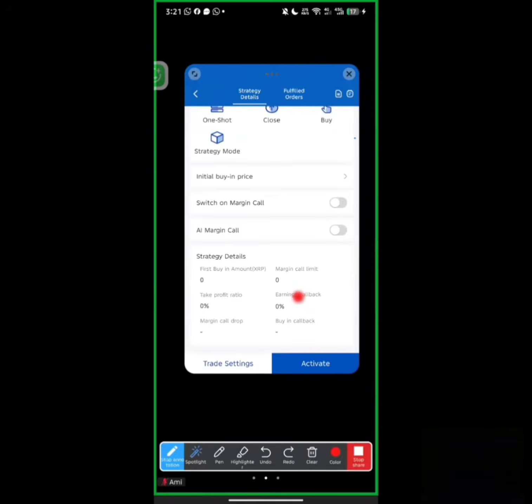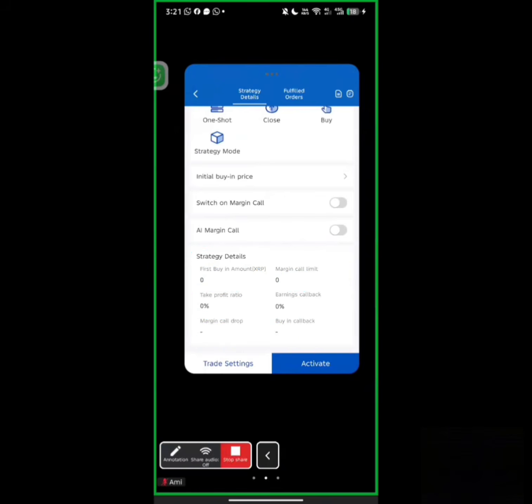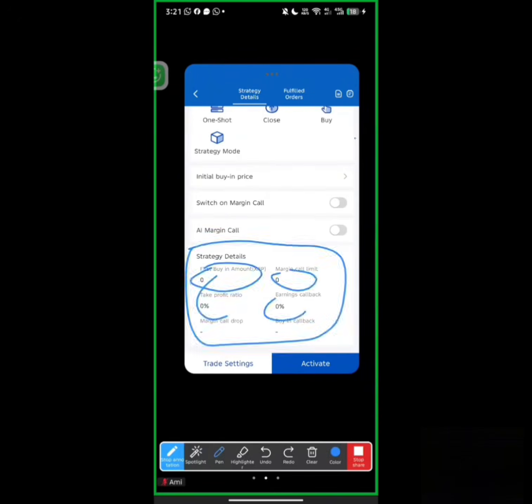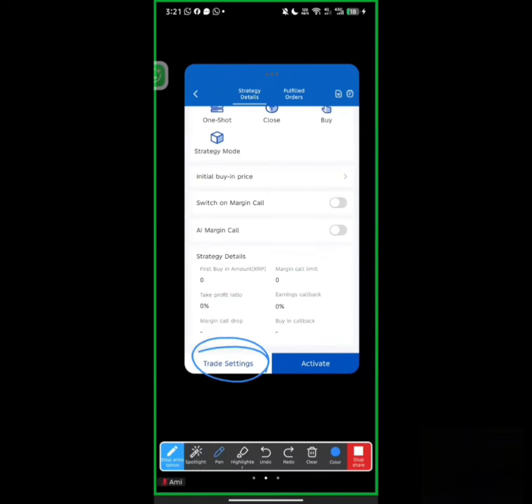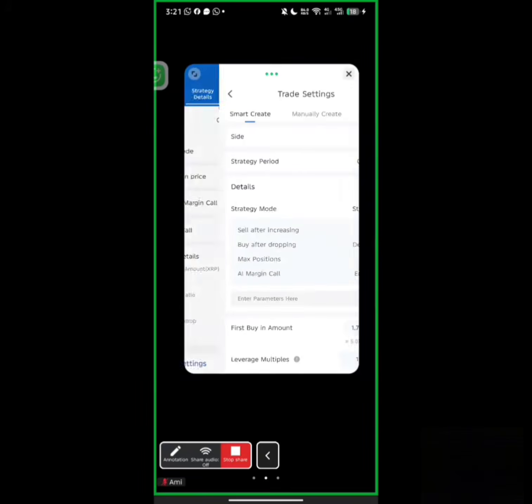You can see right here. If you scroll down, you can see that there is nothing on these strategy details. Everything just says 0, 0, 0, 0. That's because I have not added my strategy. So the first thing you want to do is to go and add your strategy. So how do you add your strategy? To add your strategy, you have to click on trade setting here. So I'm going to click on trade setting.